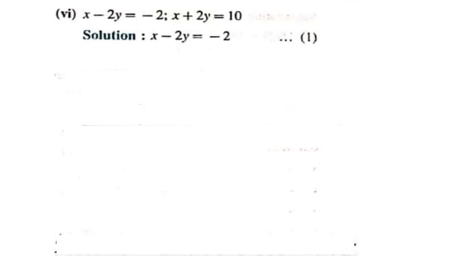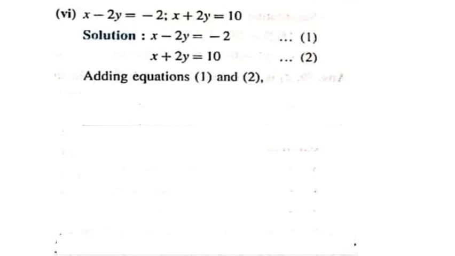So if value of x is 1, y is minus 4 is a solution of given equations. Now let us move further to sub-question number 6. X minus 2y is equal to minus 2. X plus 2y is equal to 10. Solution: x minus 2y is equal to minus 2 is equation number 1. X plus 2y is equal to 10, equation number 2. Now this sum also has variables with opposite sign and the coefficient is already same. So we can directly start with addition.